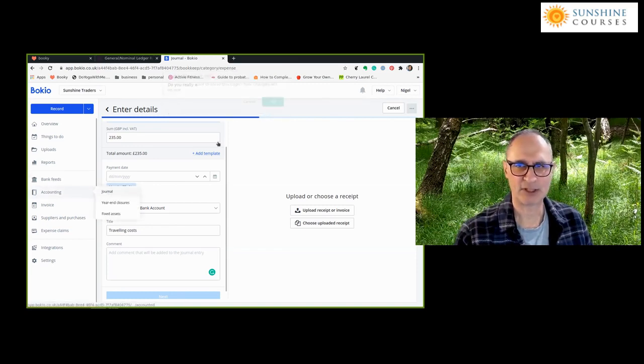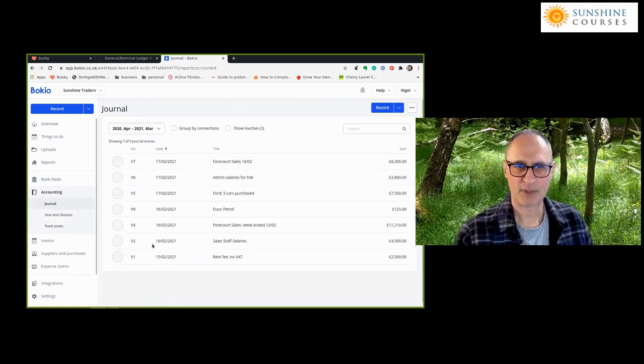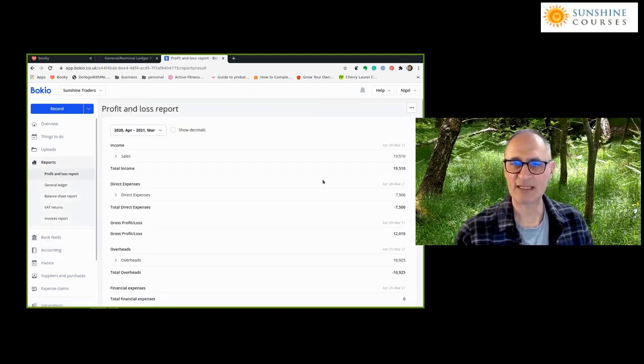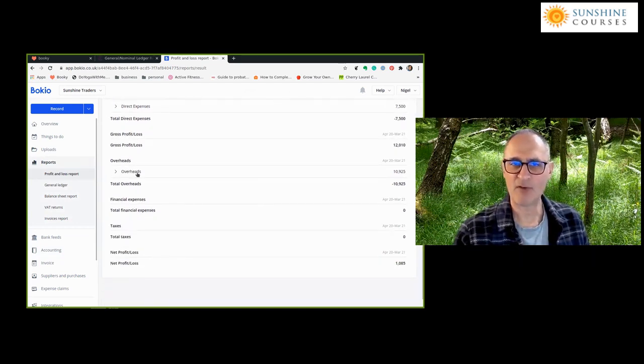Let me go back to the accounting journals. I've listed each of the journals. And now if I go to the report section, which is just a bit higher, again, it's got my profit and loss report. So I click on my profit and loss report. And again, it's done exactly the same as beforehand. I don't think this is such a pretty format, but it's given me my sales, my direct expenses, my cost of sales, given my overheads in total.